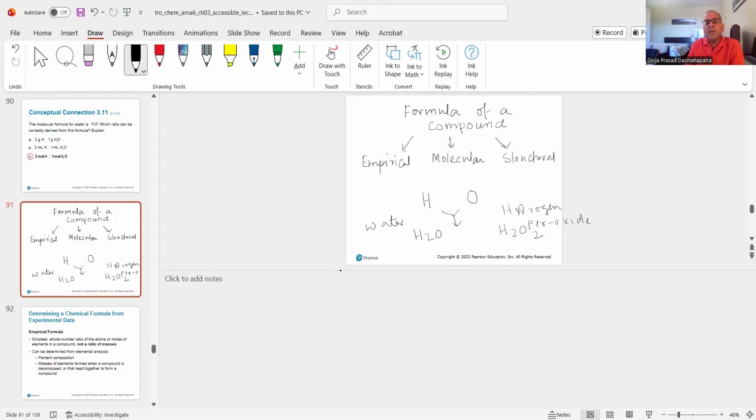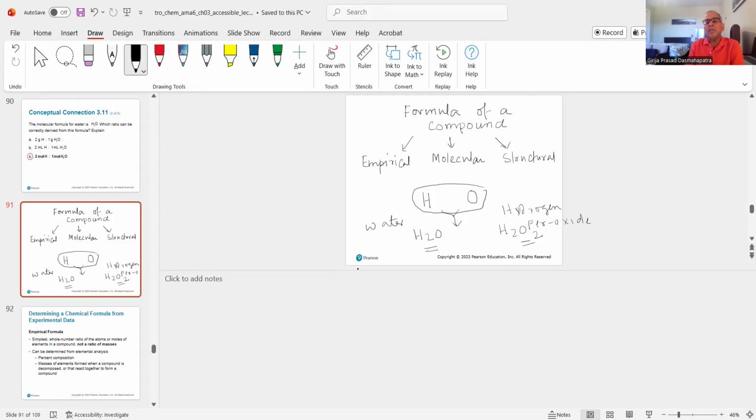So you look at it, hydrogen and oxygen, two different elements, produce two different compounds, and they are represented by two different formulas. Every individual compound has a unique formula. In this case, water is represented by H2O, and hydrogen peroxide is represented by H2O2.